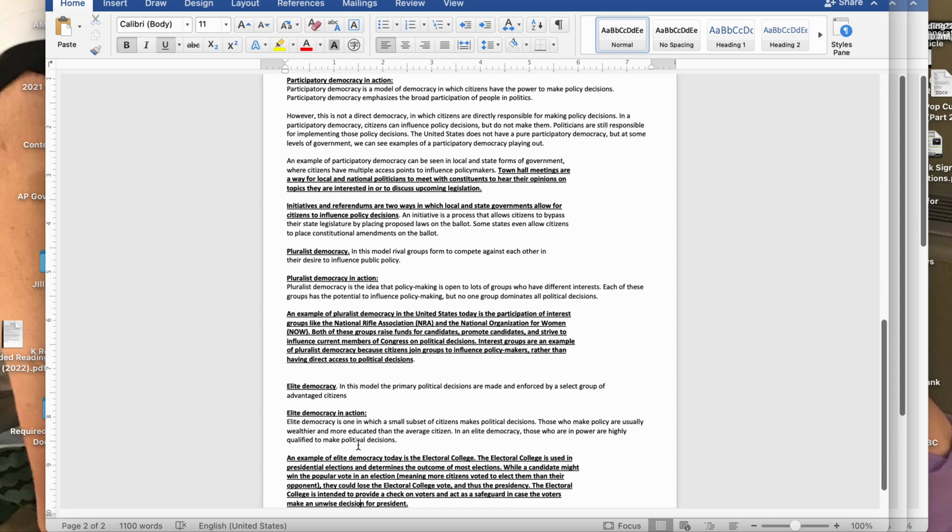The last one right here is an elite form of democracy, where the people turn over a decision to an elite group, a group of informed citizens or a small group of people. That's our elite. We see that in real life with the Electoral College. The people don't formally elect the President of the United States. It's the Electoral College. So we've turned over that power to a select group of people.